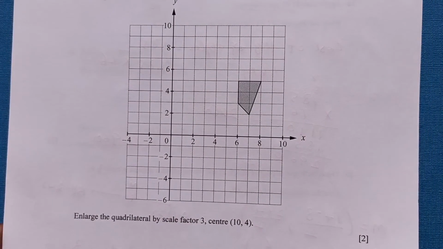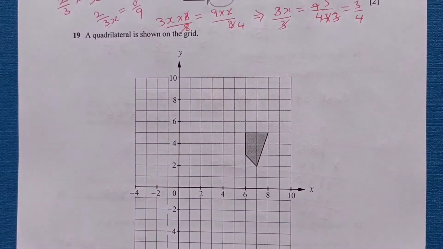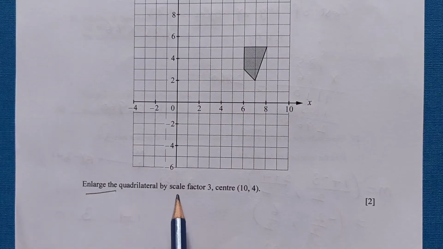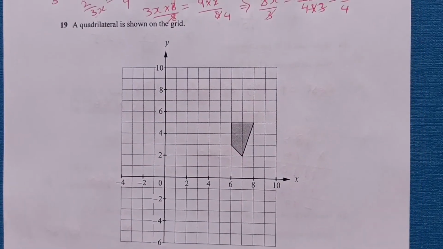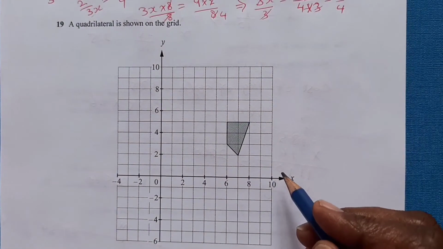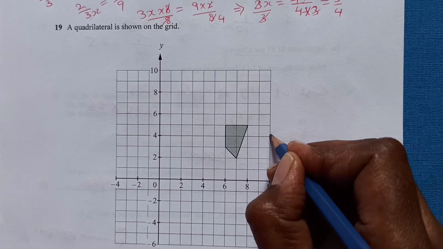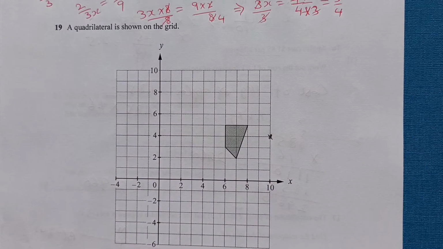Now question number 19. A quadrilateral is shown on the grid. You can see this quadrilateral here. Enlarge the quadrilateral by scale factor of 3 with center (10, 4). First we see where the center is. Center is x 10, y 4. So this is the center. So we are going to enlarge by scale factor of 3.